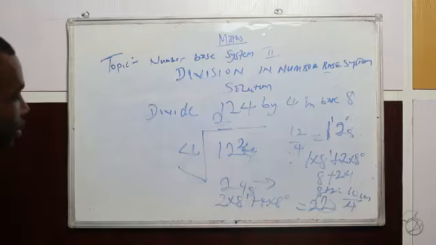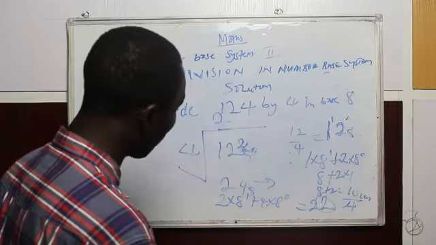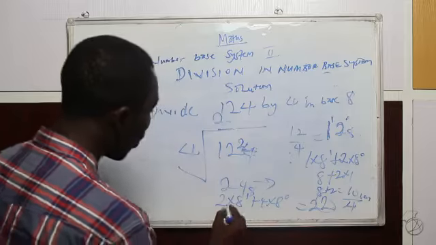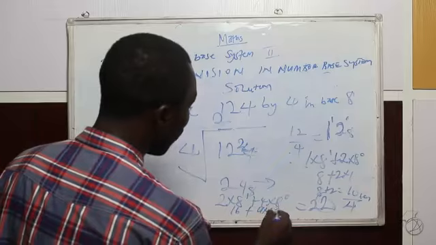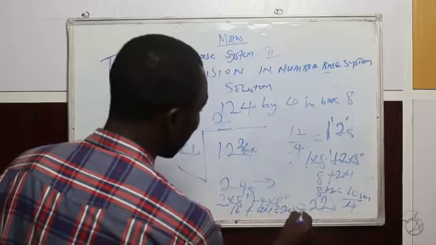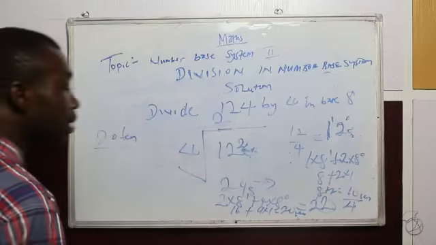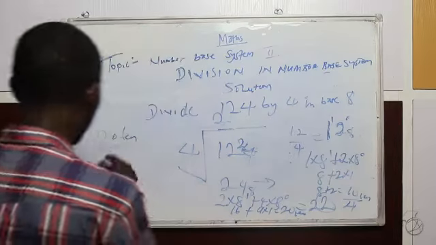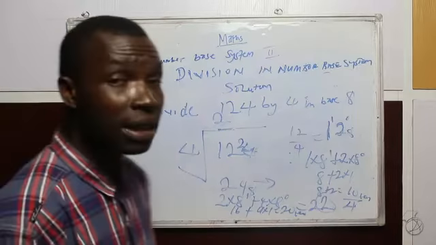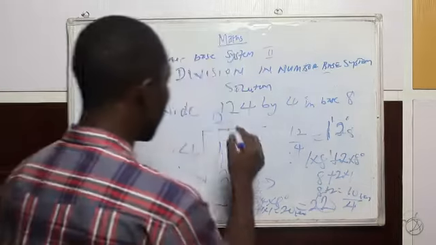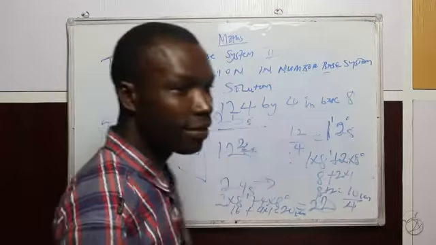2 times 8 raised to power 1 plus 4 times 8 raised to power 0. We have 2 times 8, 16, plus 4 times 1 will give us what? 20 in base 10. 20 in base 10, divide it by 4. When we divide it by 4, 4 here 1, 4 here 5, without remainder. So the answer here is 25 in base 8. Wow.